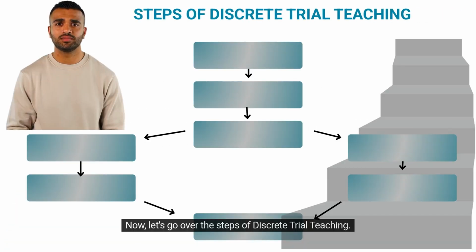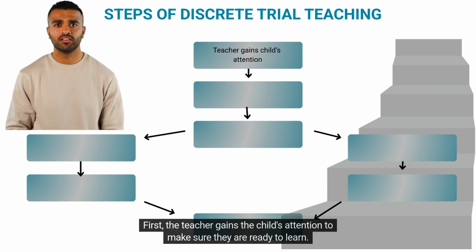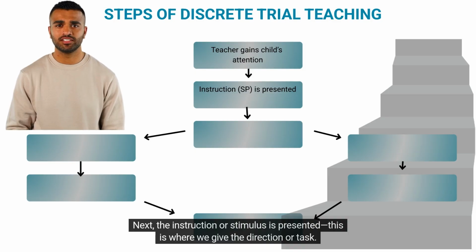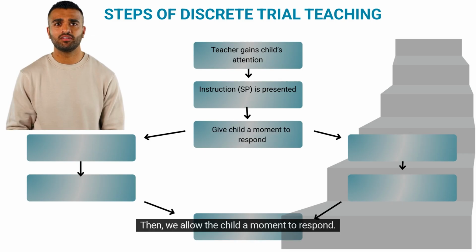Now, let's go over the steps of discrete trial teaching. First, the teacher gains the child's attention to make sure they are ready to learn. Next, the instruction or stimulus is presented. This is where we give the direction or task. Then, we allow the child a moment to respond. This pause is important to give them processing time.